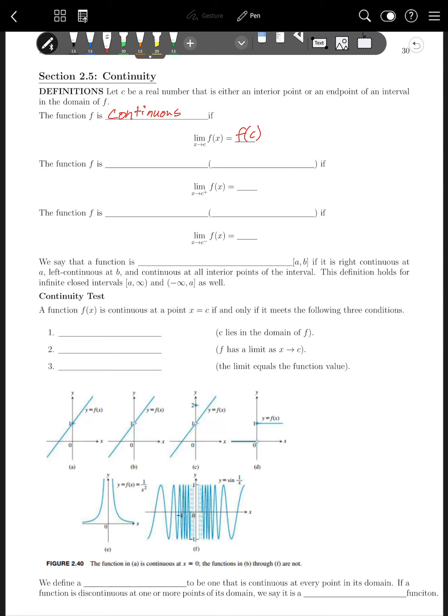The function is said to be right side or right hand continuous if the limit as x approaches c from the right of f of x equals f of c, and the function is said to be left side continuous, or left hand, or another way to say this would be continuous from the left, if the left hand limit, the limit as x approaches c from the left, is equal to the function value.